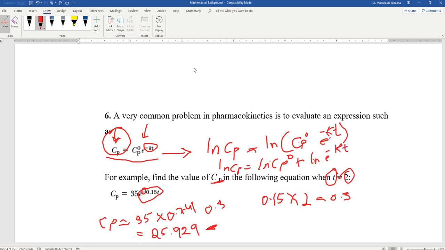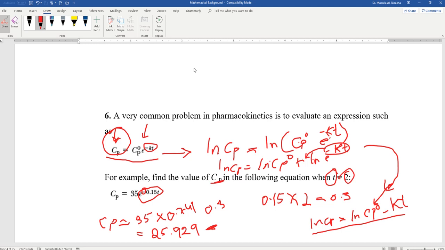Do you see how? Okay, now this one you can write as ln CP equal to ln CP0 plus ln e to the power of minus K times T. Where does this go? It goes here. It becomes plus minus, plus minus meaning minus K times T. Do you see how it became? And where did ln e go? ln e is equal to 1, so it becomes just K times T. This is a very important equation, which is ln CP equal to ln CP0 minus K times T.